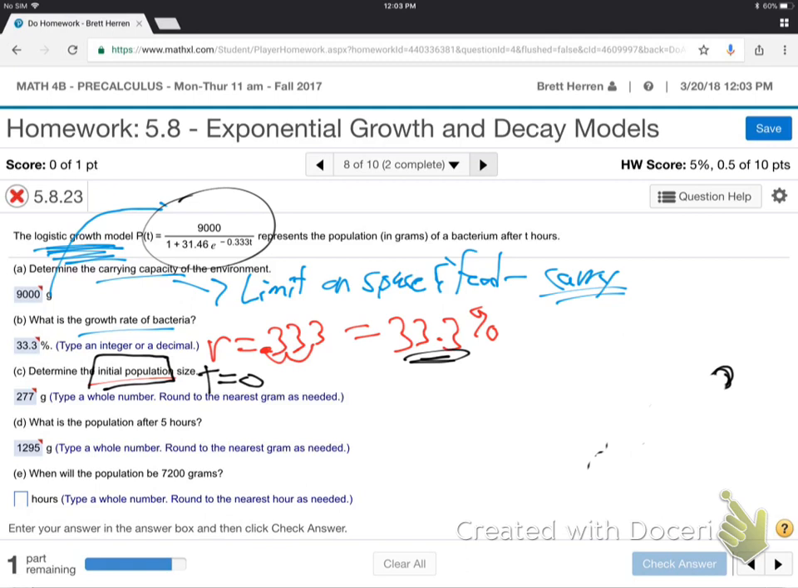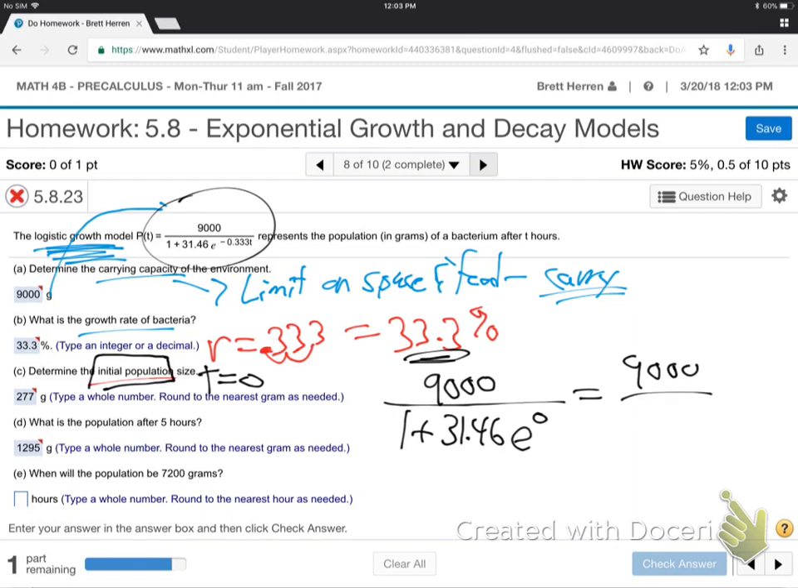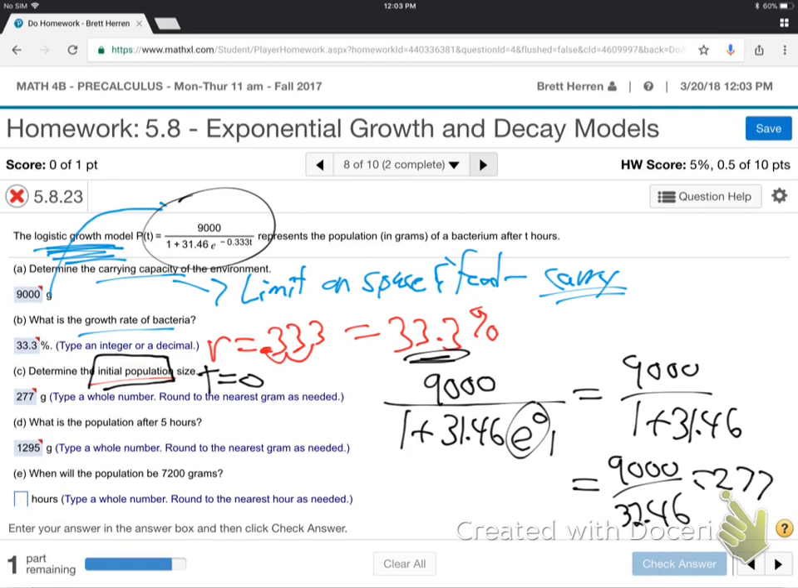This one requires a little more work. It's not quite so obvious. So take that formula and plug in t is 0. So it's going to be 9,000 over 1 plus 31.46 e to the 0. Is that okay? You plug in t = 0. 0 times 0.333 is just 0. And so that's 9,000 over 1 plus 31.46, isn't it? Because e to the 0 is just 1. Anything to the 0 power is 1. So that's just 9,000 over 32.46, right? 31 plus 1 is 32. Hit the buttons on your calculator. 277, I guess, because I'm looking at the answer right there. There must have been 277 grams of that bacterium initially, at the start, at t = 0.